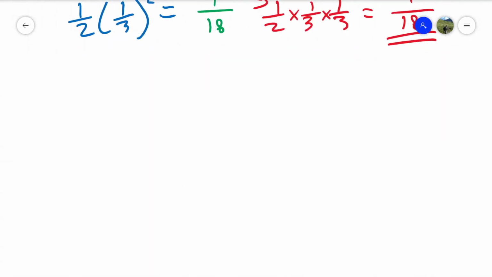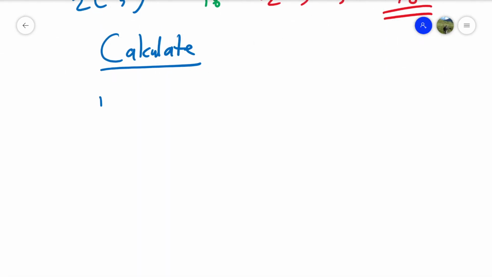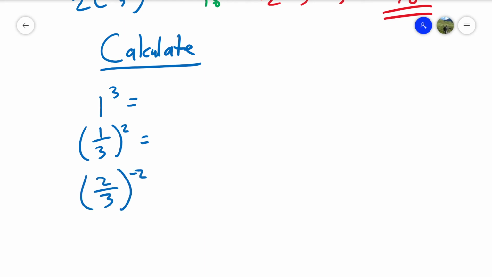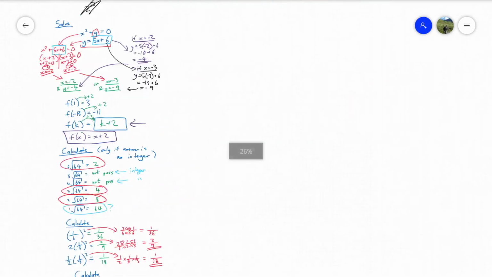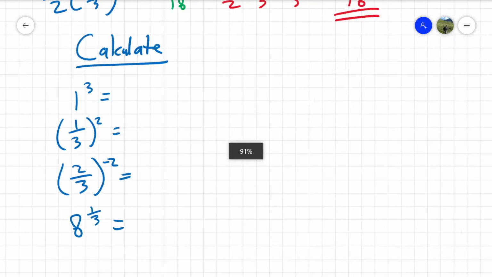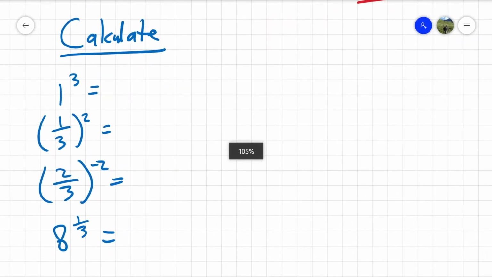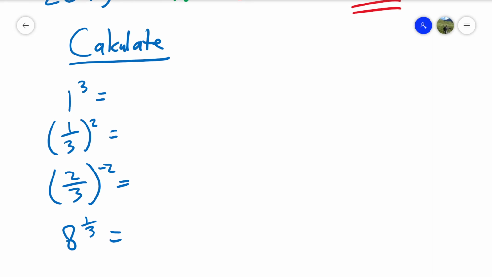Next question. Again, some calculates. I'll let you know when I've finished writing them out. Take your time. Oh no! Oops. Oh, there we go. Right. Answers. 1 times 1 times 1 equals 1.